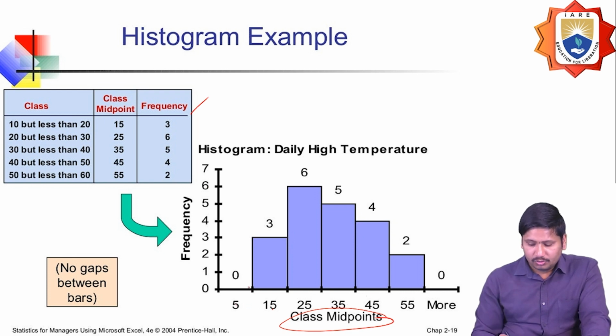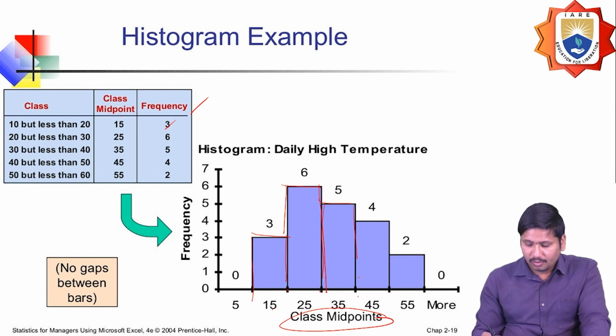So in between 10 to 20, the frequency is 3, so I'm going to draw this one. In between 20 and 30, what is the frequency? 6. So I can draw 6 here. And then in between 20 and 30 it should be 5.